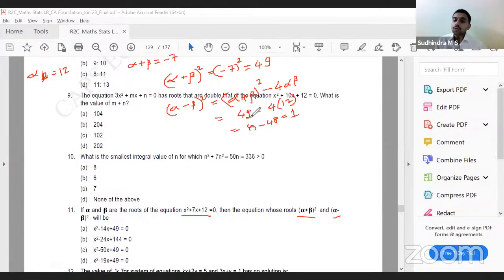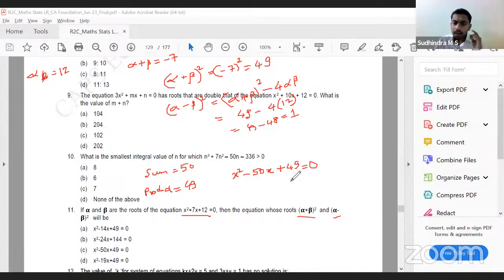So we have the two roots. Sum of the roots would be 49 plus 1, 50. Product of the roots would be 49 into 1, which is 49. So the equation is x square minus sum of the roots into x, 50x, plus product of roots 49 is equal to 0. Sir, 49x plus 1 is equal to 0?